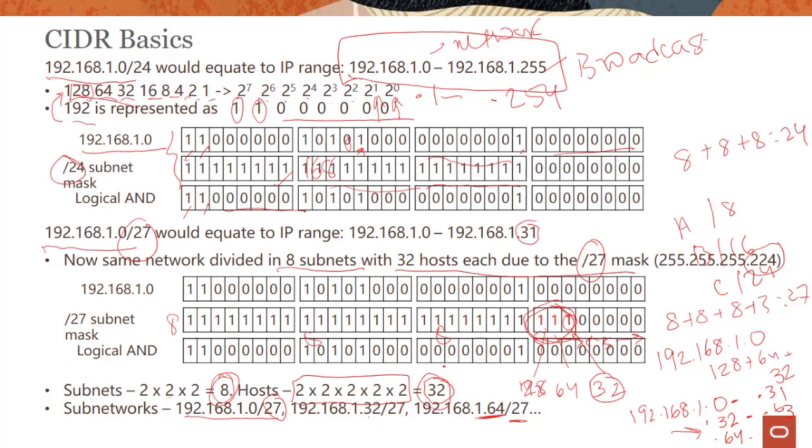Now, this is the basic information you need in order to work with the OCI Virtual Cloud Network service, because everything is in the CIDR notation.